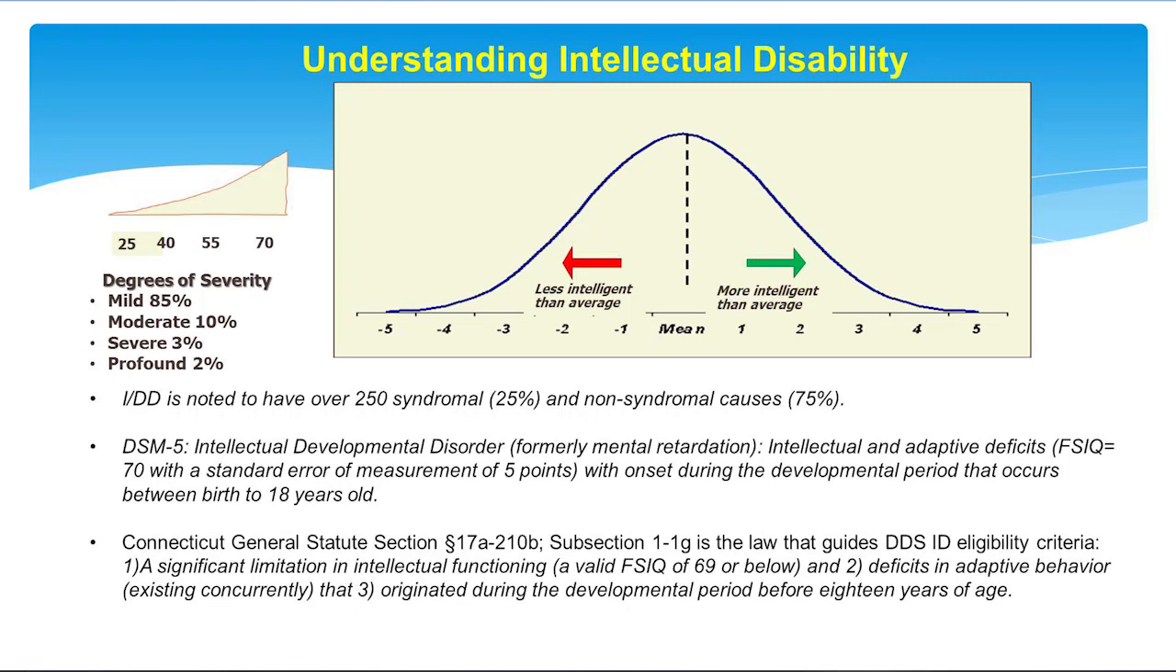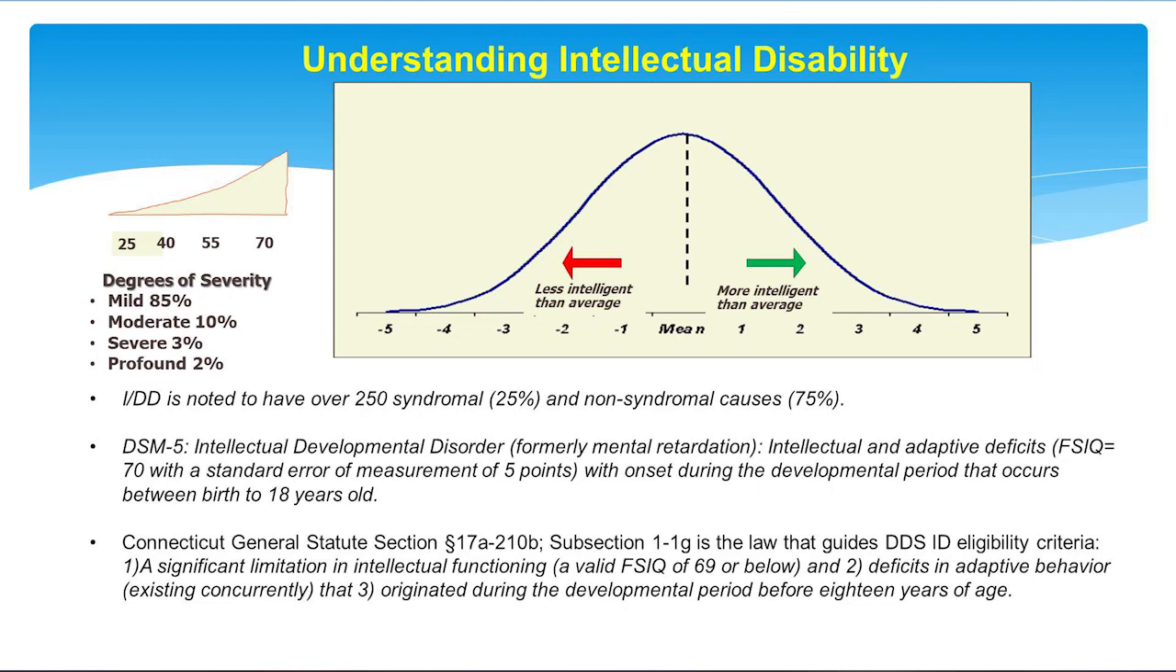The next slide gets further into understanding intellectual disability. As you can see on the left side of the screen, there are degrees of severity within intellectual disability. About 85% of individuals who carry the diagnosis have mild intellectual disability, which is scores from 55 to 70. Moderate intellectual disability is about 10%, with scores from 40 to 55. And then the last 5% is comprised of individuals diagnosed with severe and profound intellectual disability.